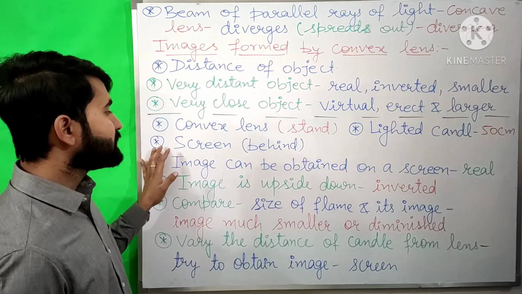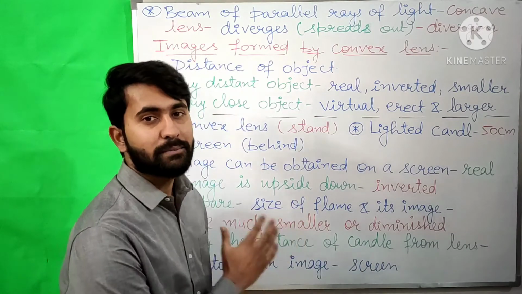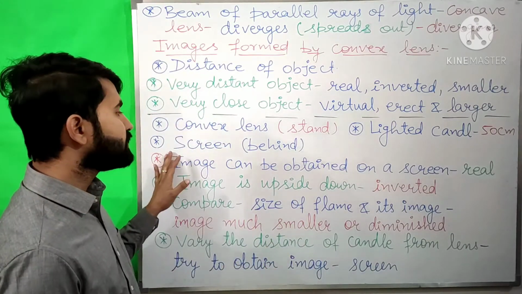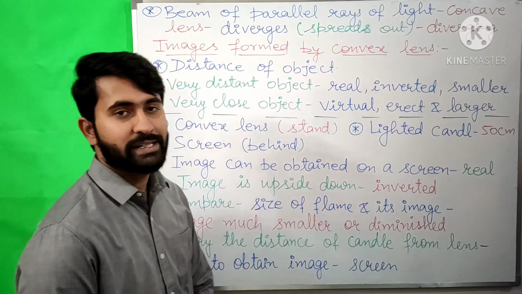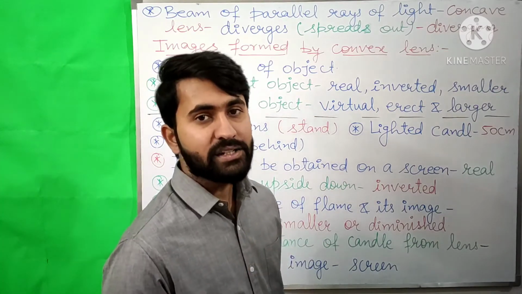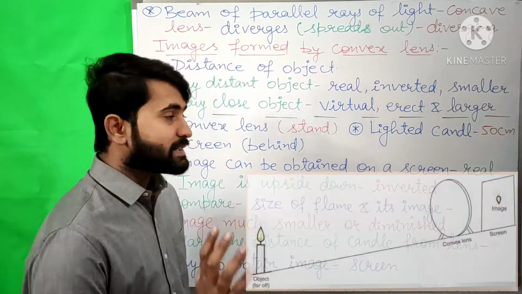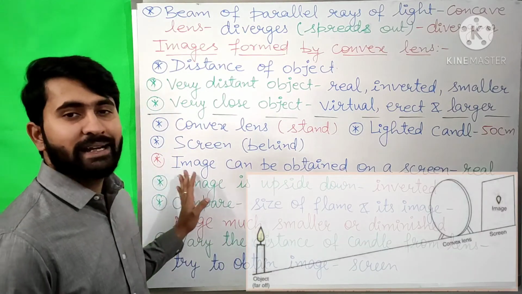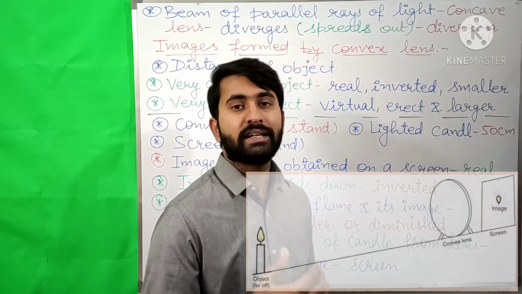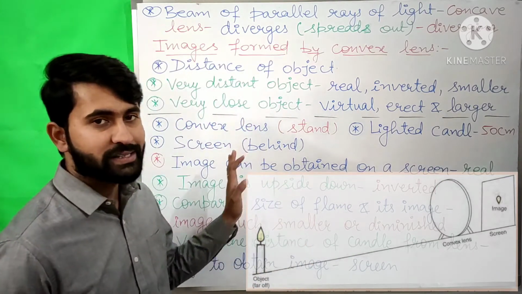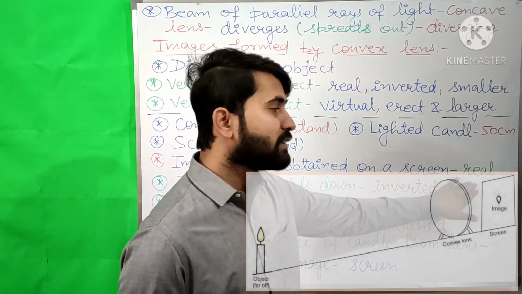Now we will place a screen behind the convex lens at some distance. Now we will move this screen towards or away from the convex lens until we get a sharp image of the candle flame on the screen. Since the image of the candle flame can be obtained on a screen that is kept behind the convex lens, it means that the image formed is real.